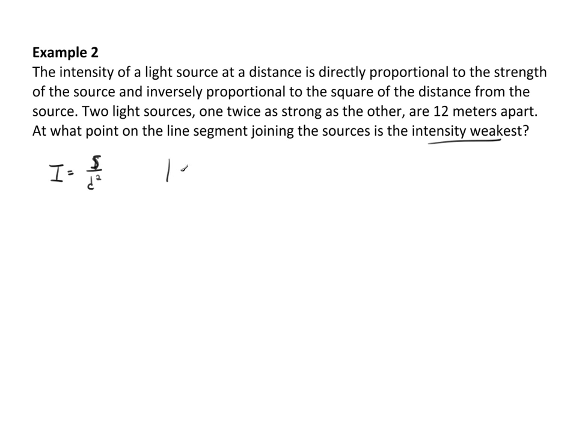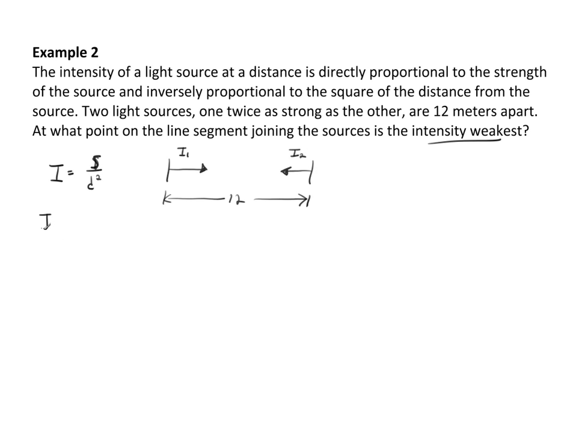Okay, so I'm going to draw myself a picture here real quick. I have one source going this direction. I'm going to have another light source in this direction. I know that this distance here is 12. And I know that one source is twice the other. So I'm going to call this intensity 1 and this intensity 2.